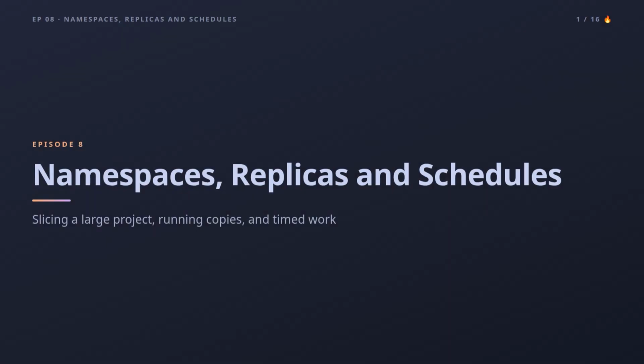Once a compose file covers more than a handful of processes, you want to run part of it rather than all of it. That's namespaces. Then two features that come up alongside, running several copies of a process, and running something on a timer.